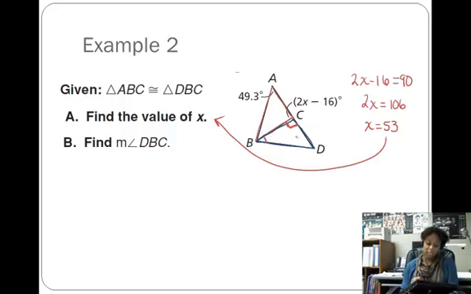Well, if we know this is 90, and we know that this is 49.3, then all we have to do is subtract this from 90, because in a right triangle, these two angles are complementary. So the measure of angle DBC would end up being 90 minus 49.3, which would be, I believe, 40.7.